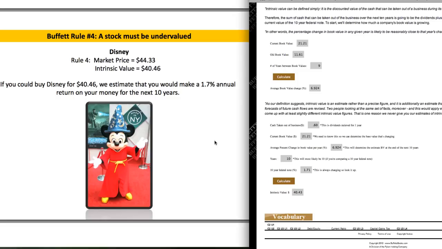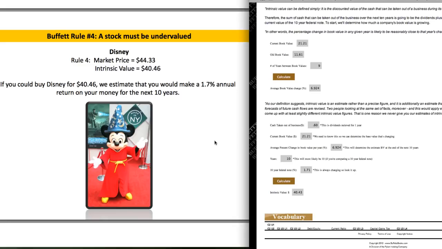So when we're looking at Disney, this is rule number 4. The market price that it's currently trading for on the market is $44.33. When we use the intrinsic value calculator, we found that the value of Disney is $40.46 when compared to the 10-year federal note. So what does that mean? What does that $40.46 mean?